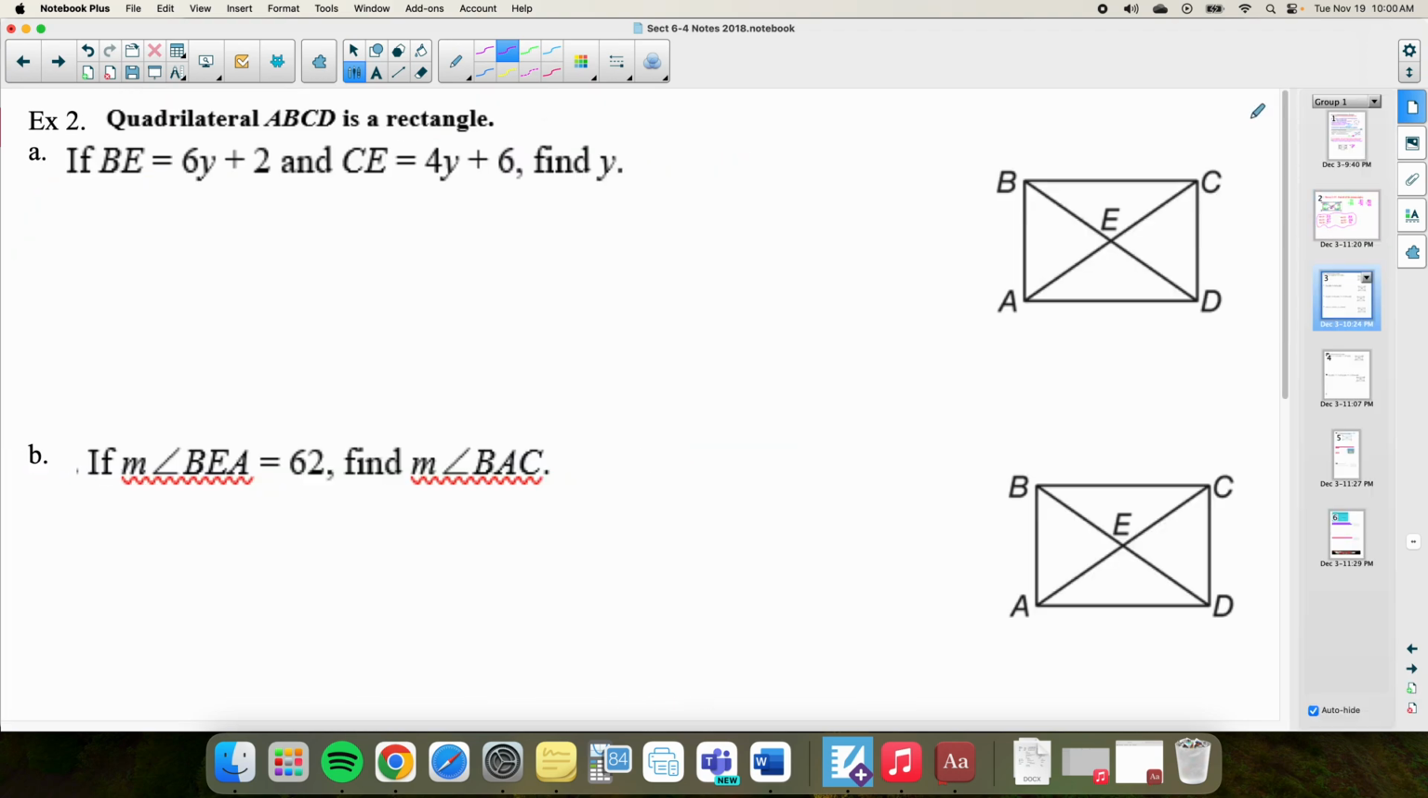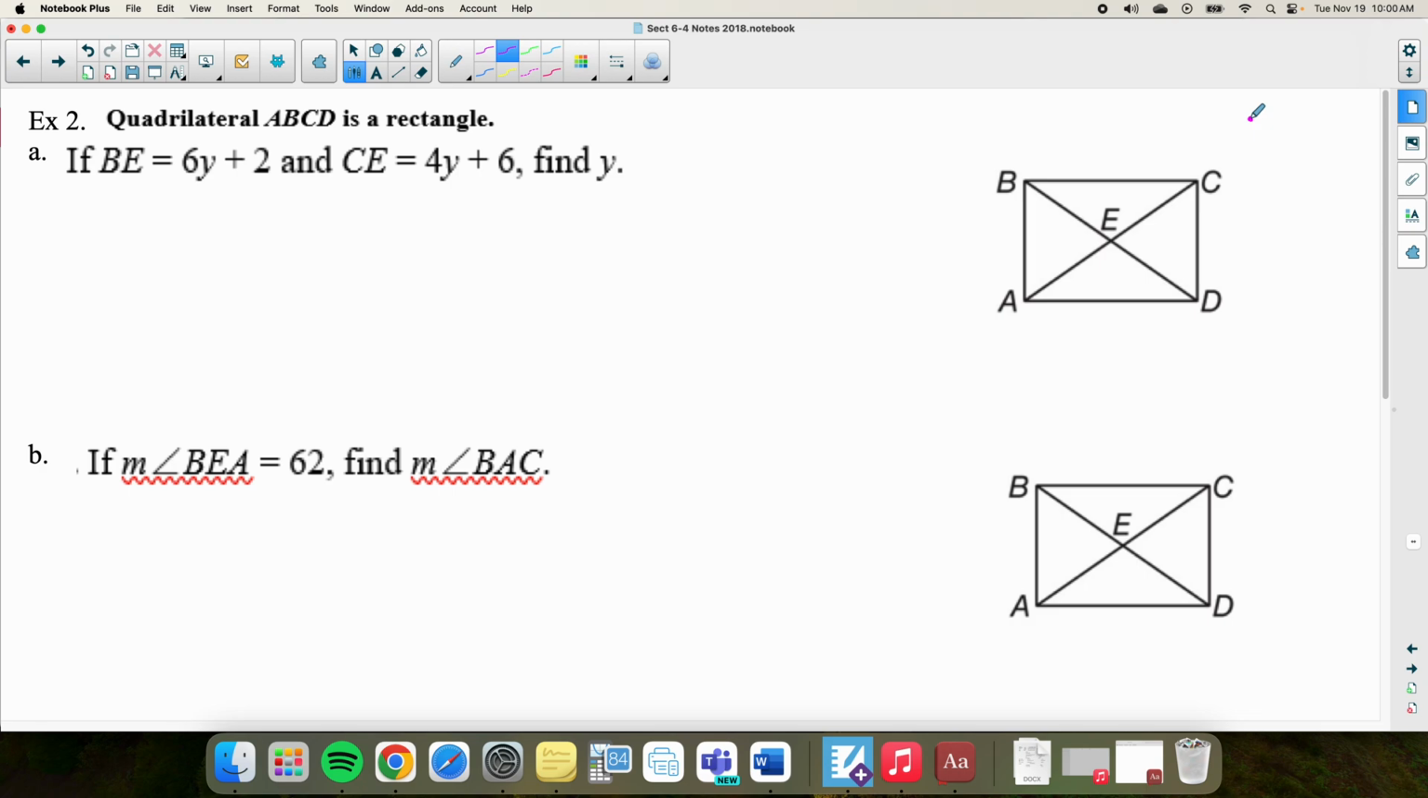Now, let's go to this page. Okay. Now, this says BE, this little piece right here, is 6y plus 2. Then CE, which is this piece right here, is 4y plus 6. Do you guys remember writing on your rectangles that all 4 of those pieces are equal? So can't we just set those equal to each other? So we can say 6y plus 2 equals 4y plus 6.